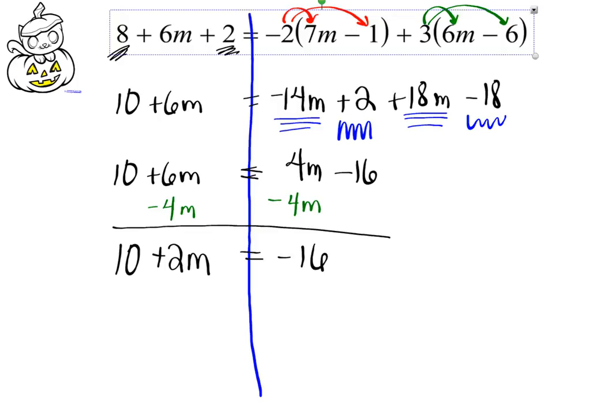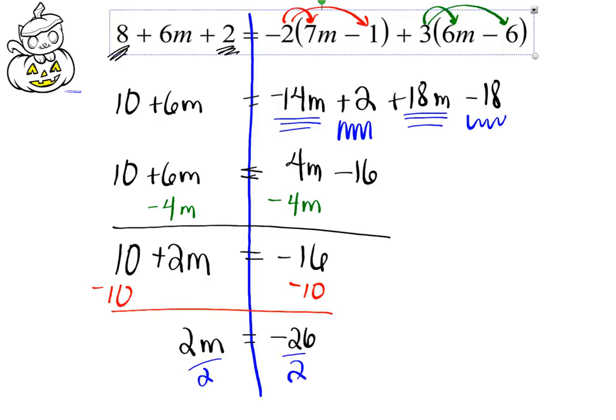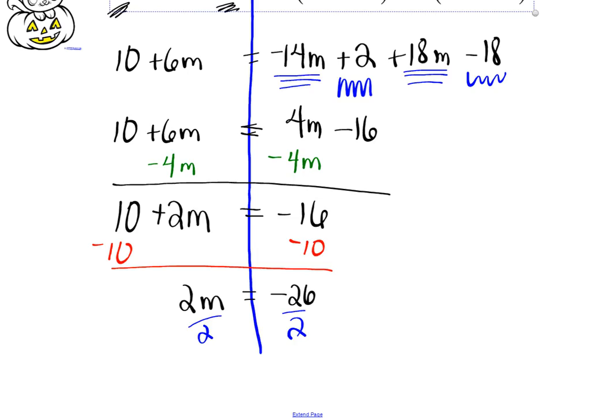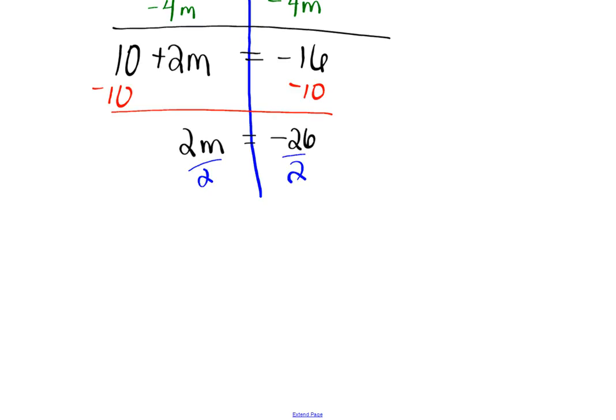I have a two-step equation now. I am going to subtract 10 from both sides, and I get 2m equals negative 26. Divide both sides by 2. And I get m is equal to negative 13. And there's my answer.